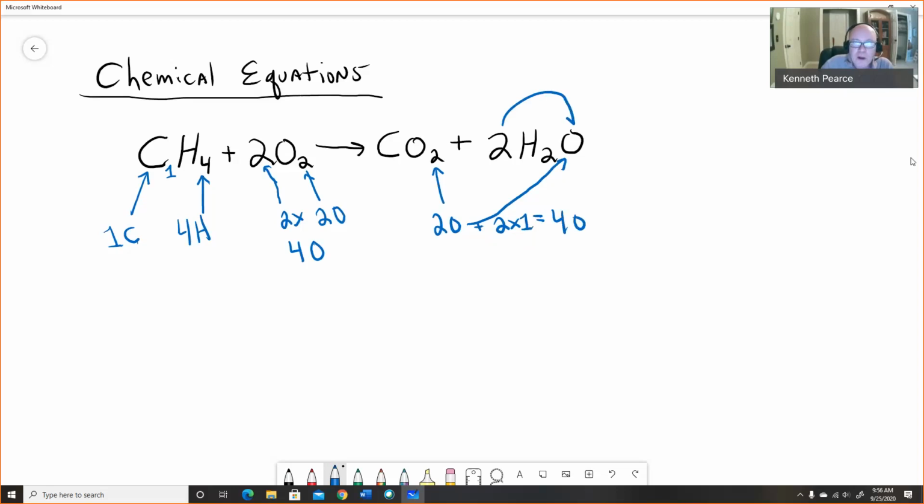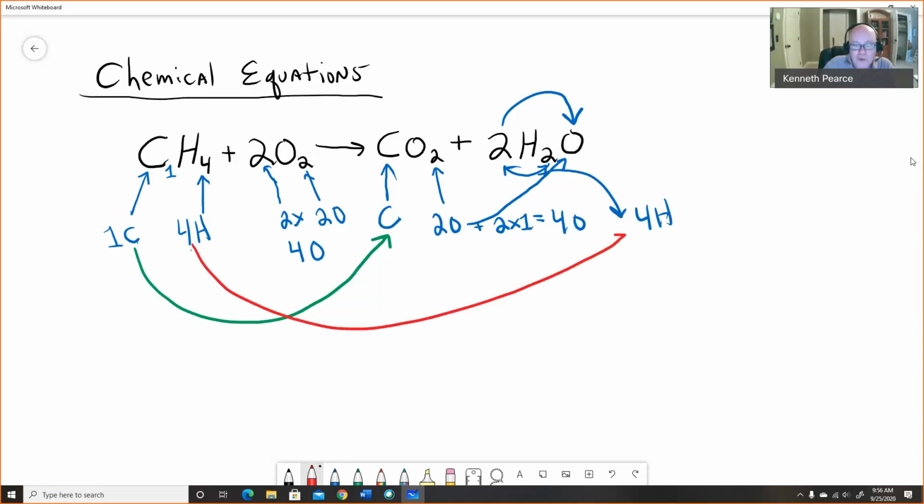This 2 applies to that oxygen right there. And then we have the 1 carbon here, and we have 2 times 2 hydrogens here, which gives me 4 hydrogens. And if you look over here, you can actually match these up from left to right. We have 1 carbon on both sides. We have 4 hydrogens on both sides. And we have 4 oxygens on both sides. And when we have that situation, we say that this equation is balanced.